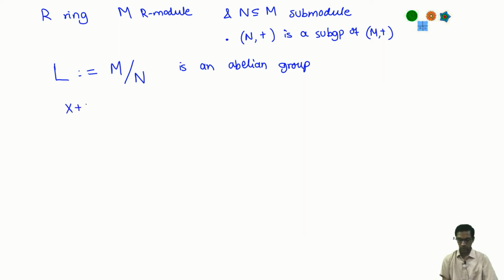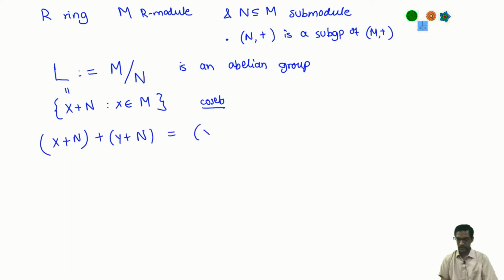I take cosets. So firstly, what are the elements here? Elements of M/N look like cosets, x plus N, x varying over M. So this is a set of cosets. And recall, the group operation is (x + N) + (y + N) = (x + y) + N. And this is for all x and y coming from M.